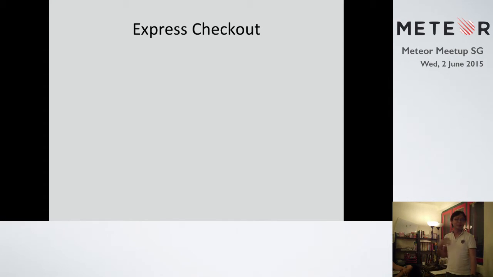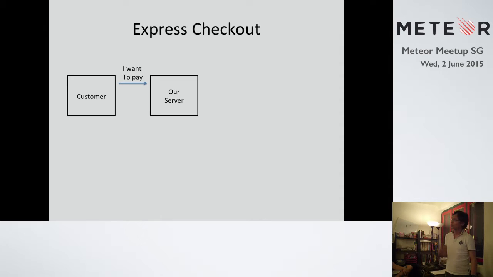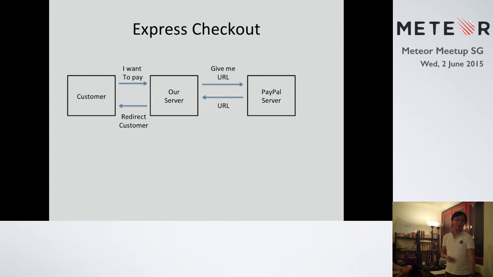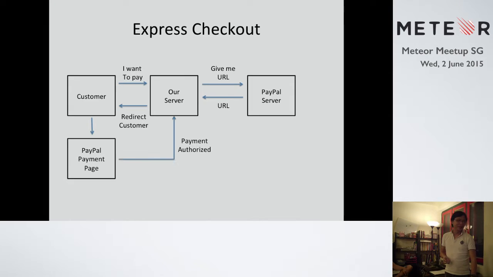So how does Express Checkout work for us? This is not from the PayPal official documentation, it's just how we got it working. When a customer receives an email with a pay button and says they want to make payment, the request is directed to our server, and then we contact the PayPal server for a payment URL. They give us a URL, and we pass that URL to the customer, who goes to a PayPal payment page. Once they enter their credit card or pay with their PayPal account, they authorize us to collect money from their account, which we then do. Then we tell PayPal, we want to deduct this amount of money from your account, right?